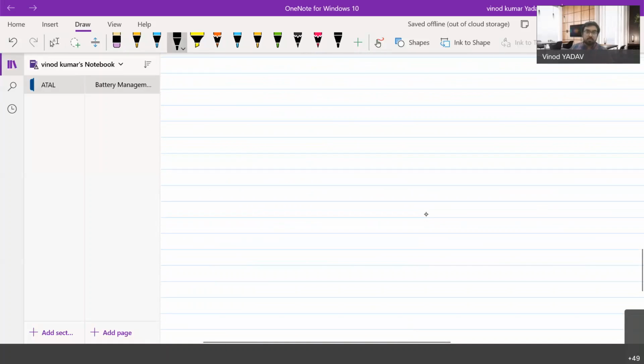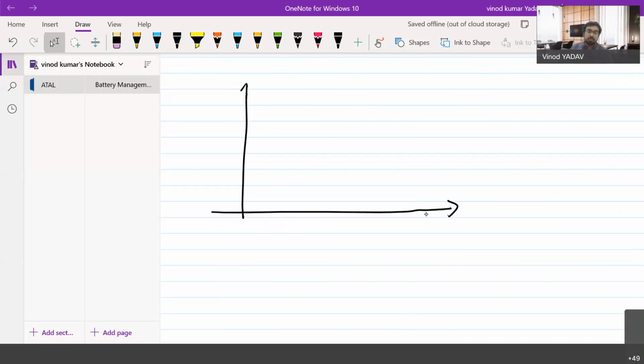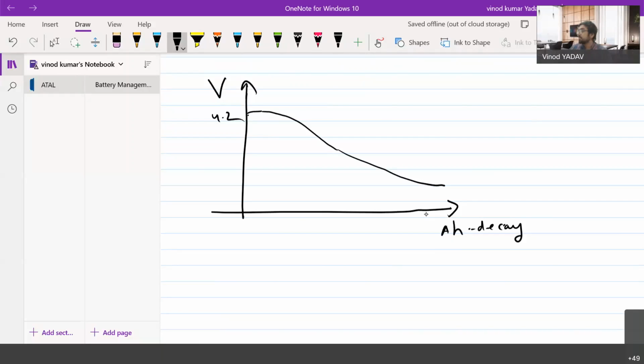And it is very important to understand this. To understand this, let us draw a plot of voltage versus the ampere hour decay. So for a lithium ion battery, the discharging voltage will somehow look like this, right? So this is, let's just say, 4.2 volt, and at the discharge end, let's just say that is 2.5 volt.